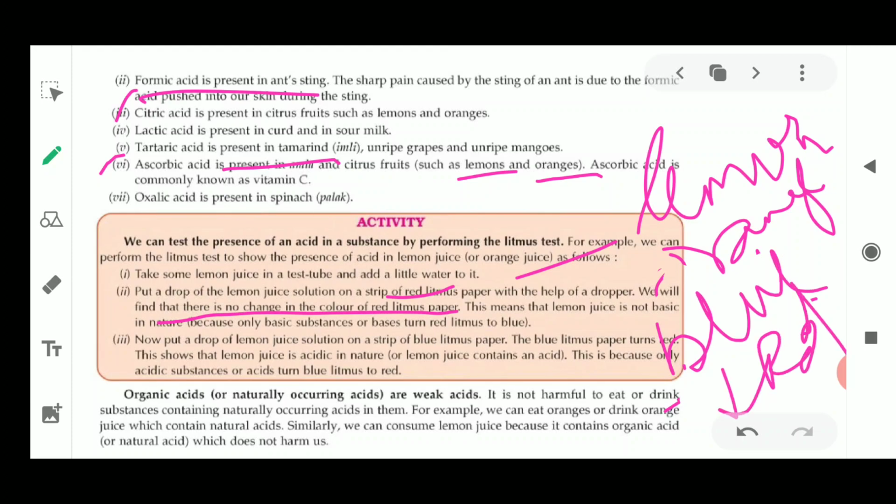This shows that the lemon juice contains acid in it, because acidic substances turn blue litmus to red in color. Okay, please remember this: blue litmus turns red with acid, red litmus turns blue with bases.